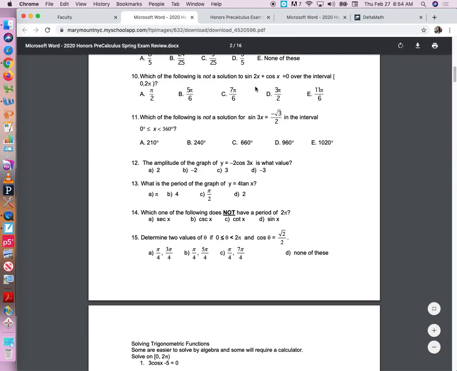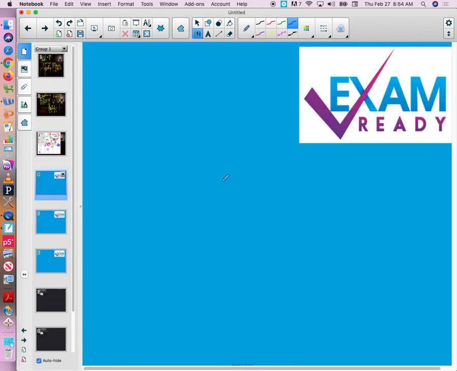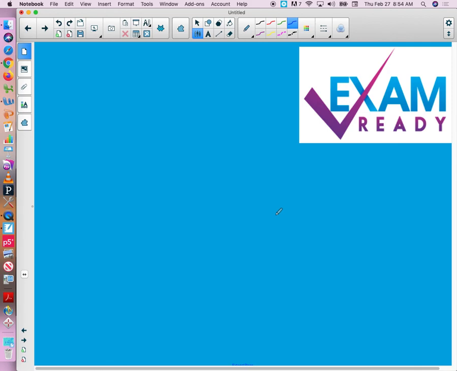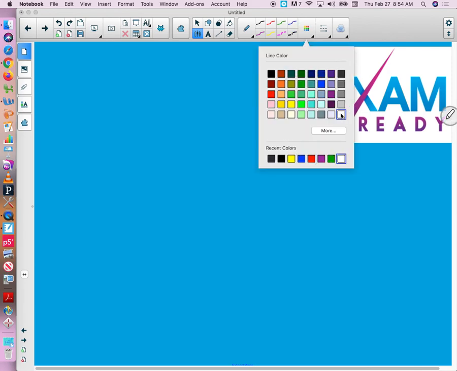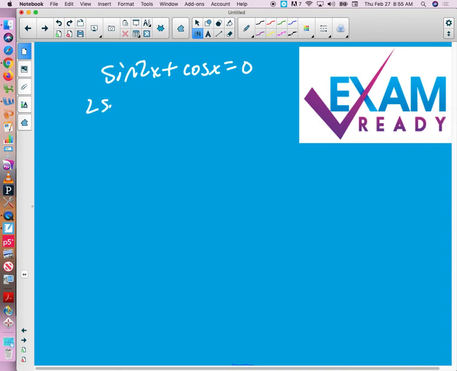Here's one. Sine 2x plus cosine x equals 0. We'll do a few of these. Sine 2x plus cosine x equals 0. Help me remember that. Okay. So sine 2x plus cosine x, is that what I said? Yeah. All right, sine 2x, I would change that to 2 sine x cosine x plus cosine x equals 0.